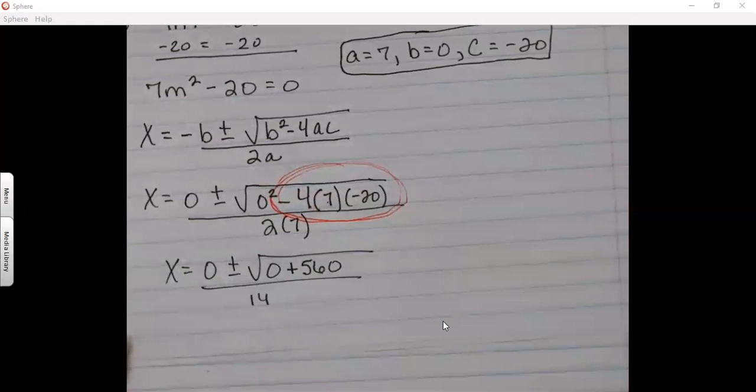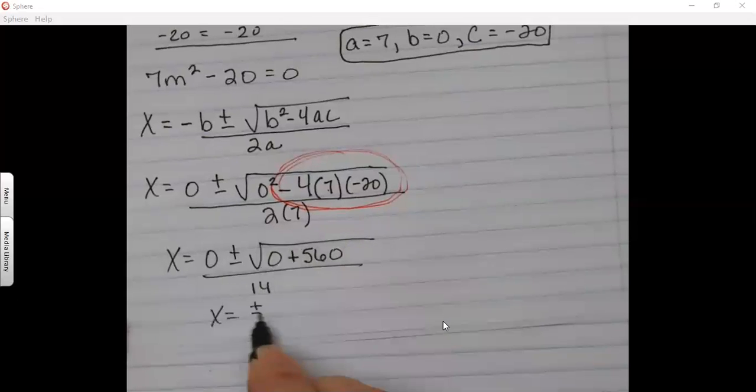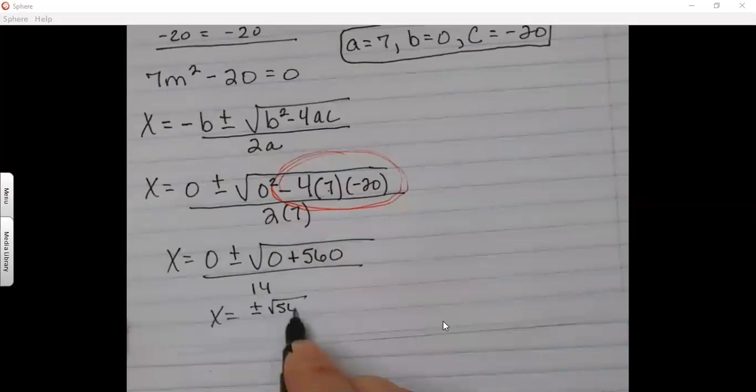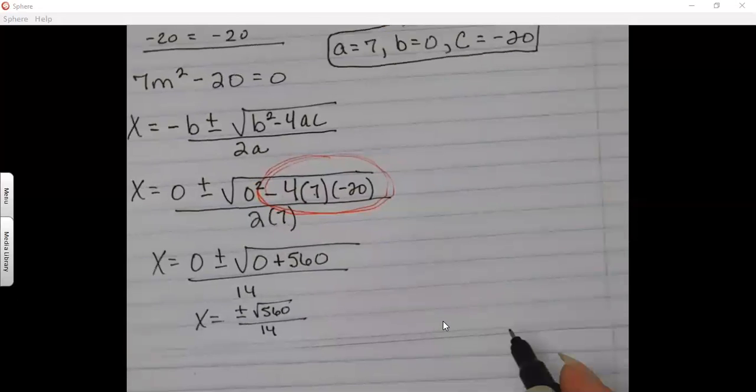Okay, do we need the 0 in front of the plus or minus? No, so that's going to be X equals positive or negative the square root of 560 quantity divided by 14. Can I divide 560 by 14? It's not 560, it's the square root of 560. Okay, you can't do that. The 14 is not under the radical, the 560 is. But look at your answer sheet. This answer is not on the answer sheet. Why do you think that is?